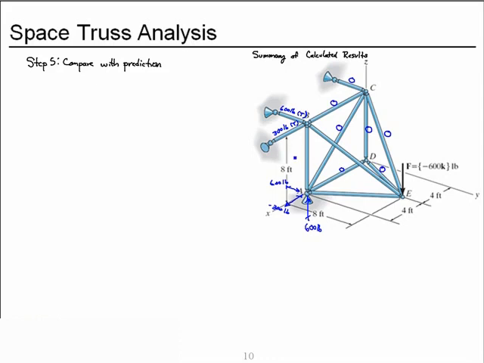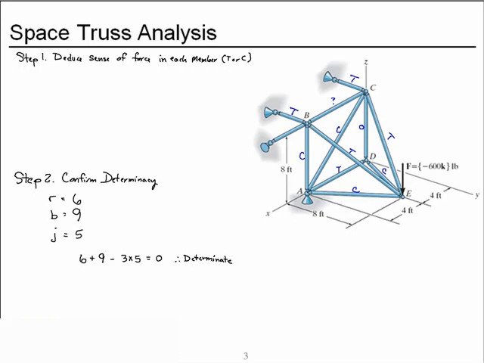We found member AB to have 600 pounds, and it was in compression, member AE, 671 pounds. It too is in compression. And member BE, 900 pounds. It was in tension. So let's go back and take a look at what we had originally predicted. The members that are not zero force, we were consistent. We had predicted compression here, and tension here, and tension in this link.